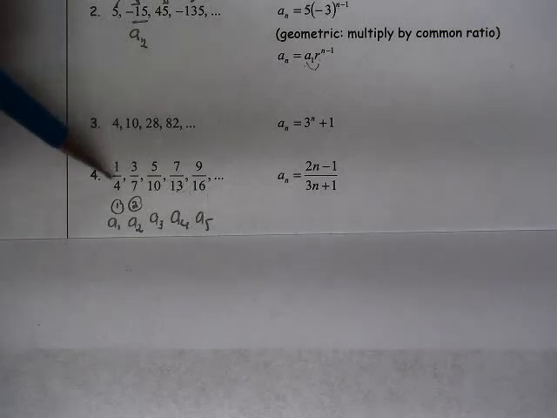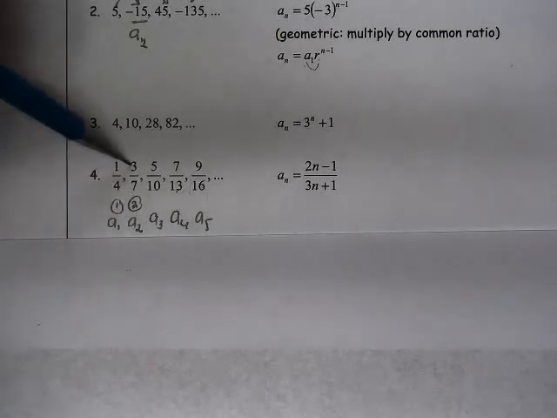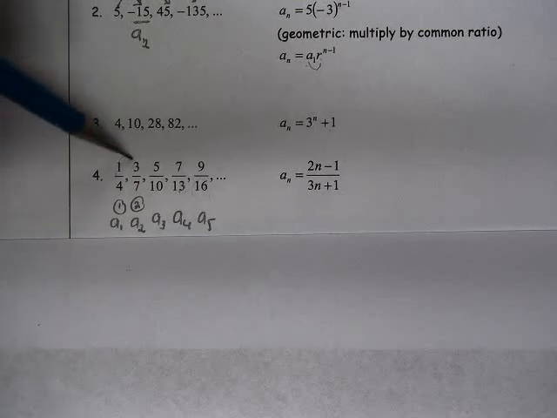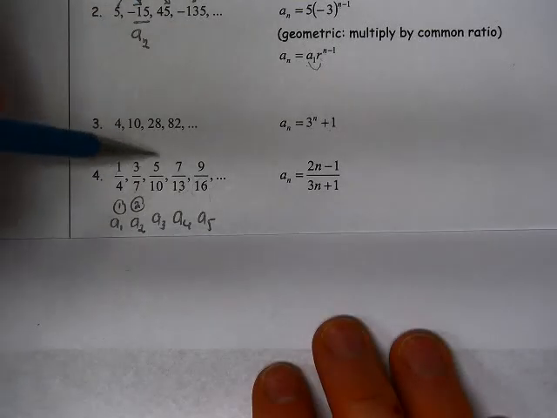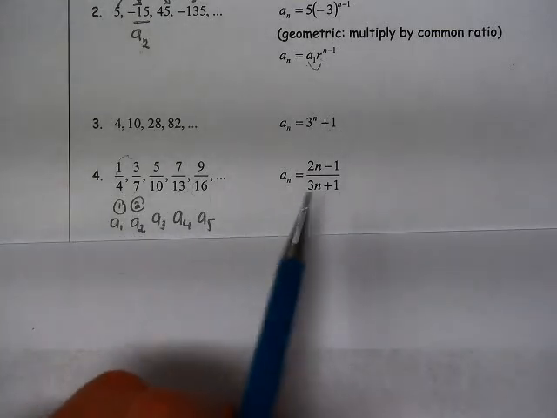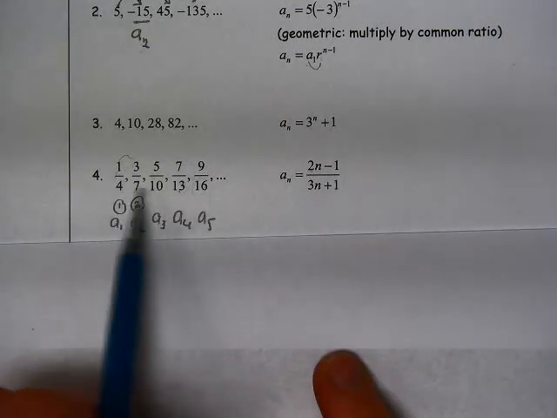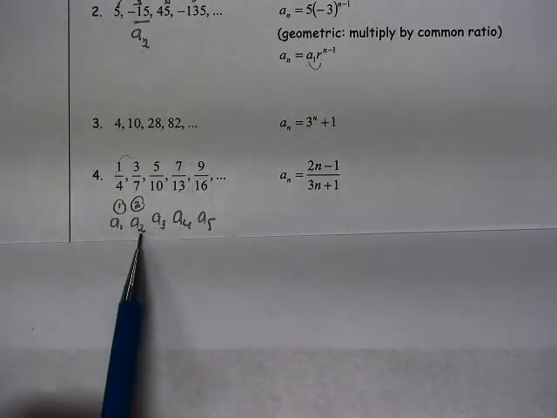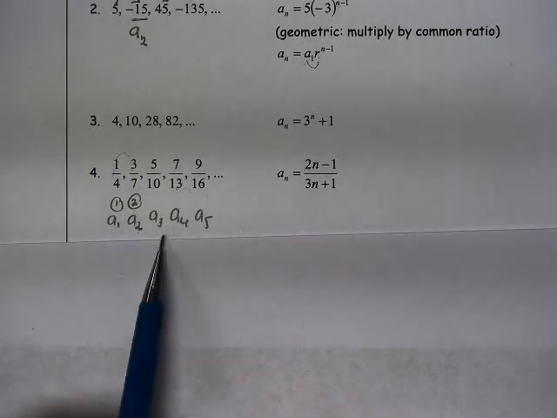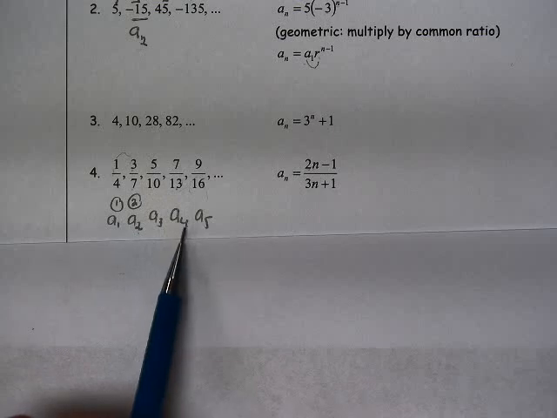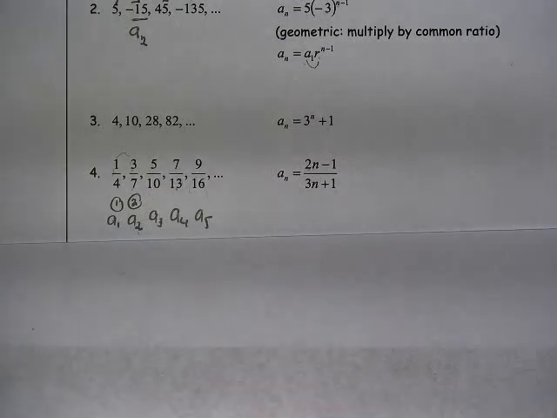And up here is the same idea. I have a sub 1 is 1, a sub 2 is 3. So you can see that I'm adding 2 each time. So that gives me a factor of 2 times my n. And these are 1 less than just doubling the n. If I doubled this 2, I would get a 4. If I doubled this, I would get a 6. If I doubled this, I would get an 8. So we look at the numerator and denominator individually.